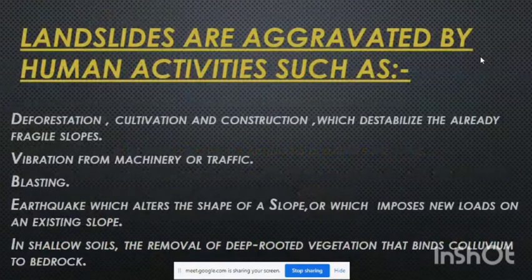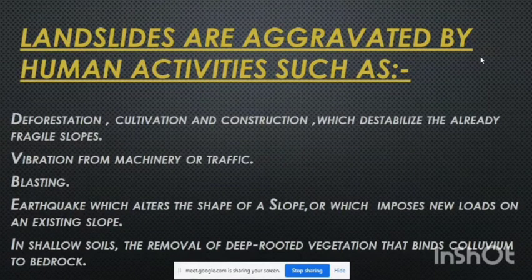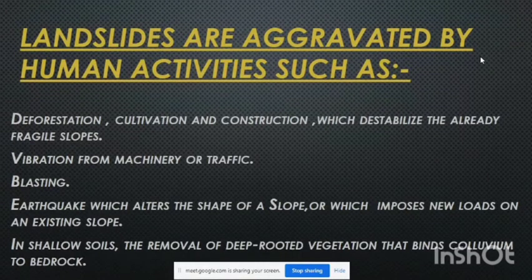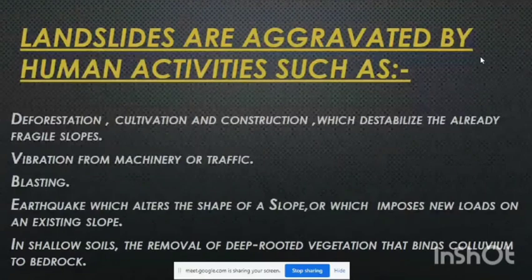Landslides are aggravated by human activities such as deforestation, cultivation, and construction, which destabilize the already fragile slope. Vibration from machinery or traffic. Blasting. Earthquake, which alters the shape of a slope or which imposes new loads on an existing slope. In shallow soil, the removal of deep-rooted vegetation that binds colluvium to bedrock.